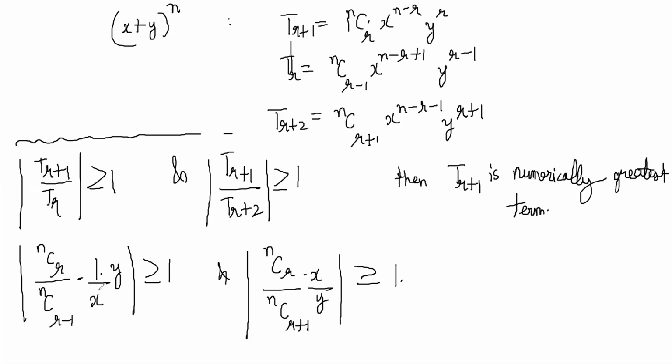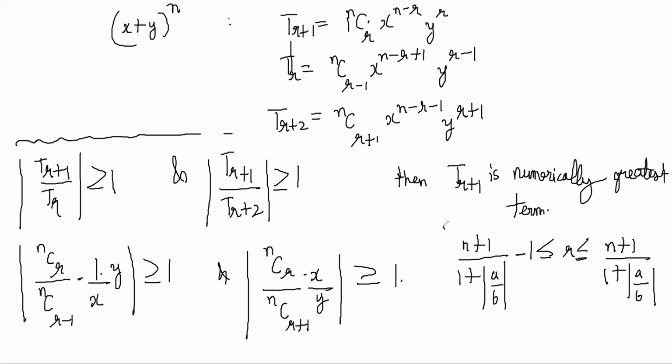Now both the conditions have to be true, so you can simplify it a little more. Eventually, after simplifying, the condition that comes on r, solving both inequalities, is: n plus 1 by 1 plus mod a by b, minus 1, is less than or equal to r, less than or equal to n plus 1 by 1 plus mod a by b. After solving for r from this, you can leave it as it is and just put the values of x and y that are given in the question.